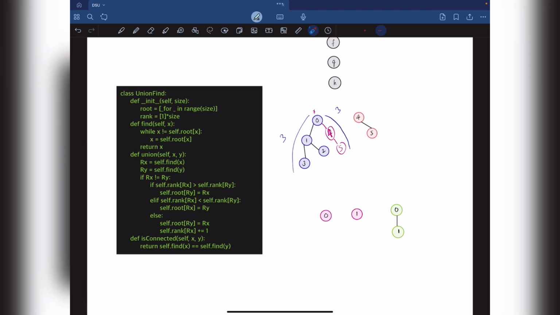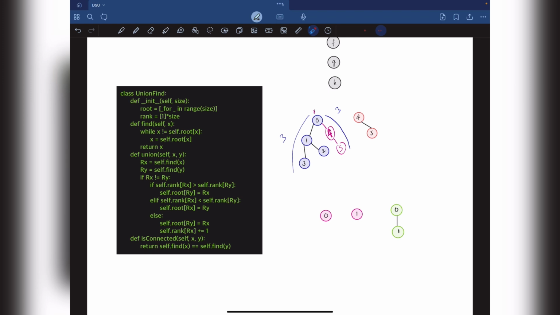If you look at this, if the rank of the first node is greater than the rank of the second node, in that case we merge the smaller one, the second one, with the first one. If the rank of the second node is greater than the rank of the first node, we merge the smaller one, which is the first one, with the second one. If they are both equal, we merge either of them. I have merged the second one with the first one, and I've increased the rank of the first one by one.